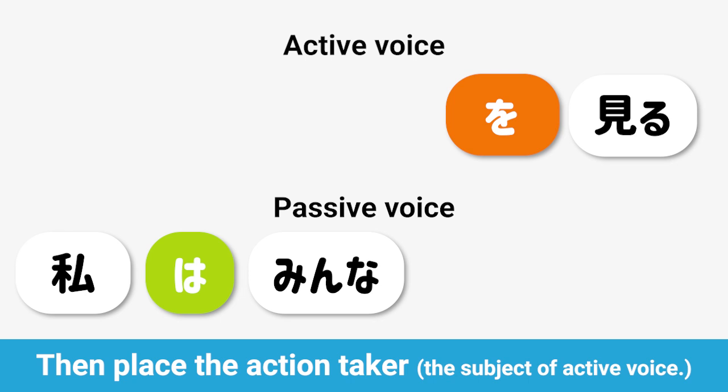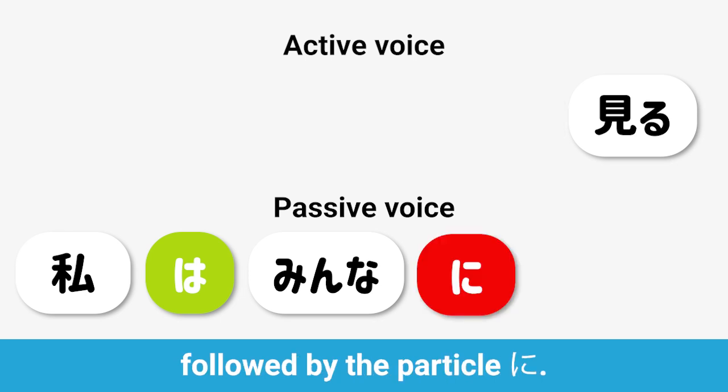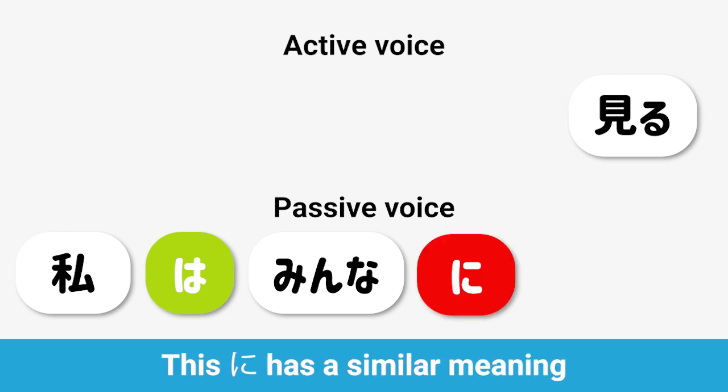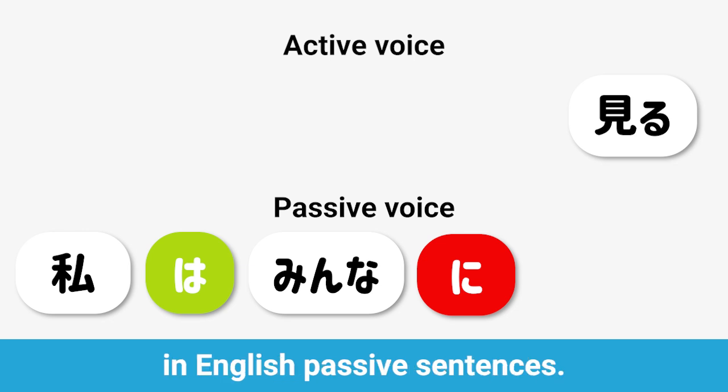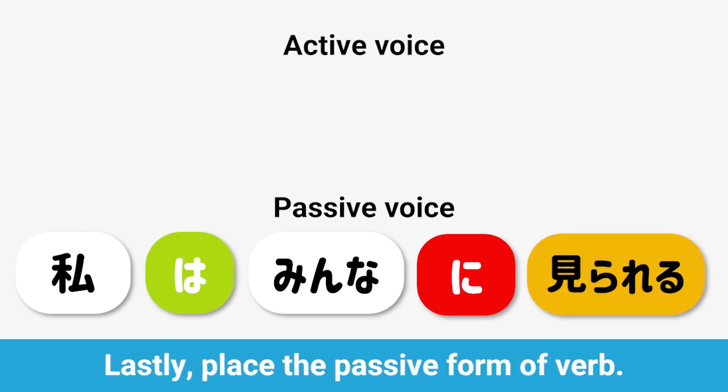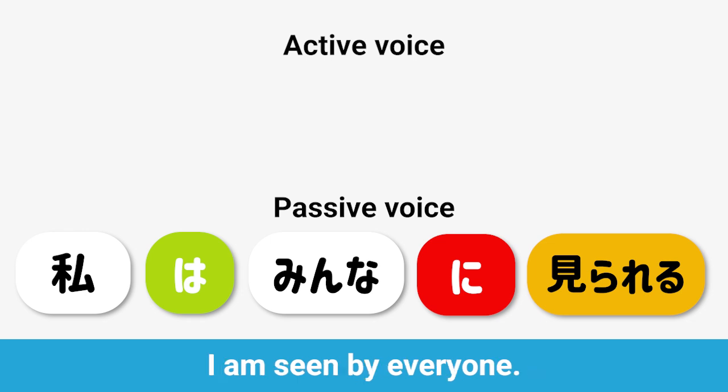Then, place the action taker followed by the particle に. This に has a similar meaning to the preposition by in English passive sentences. Lastly, place the passive form of verb. 私はみんなに見られる.